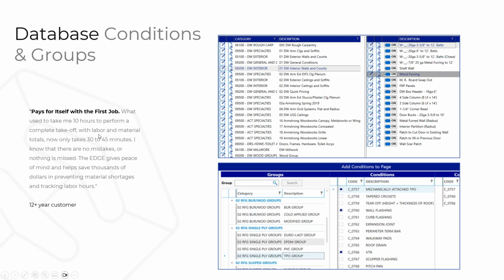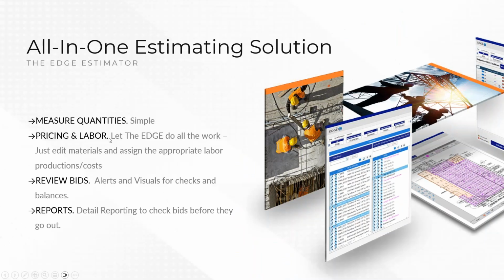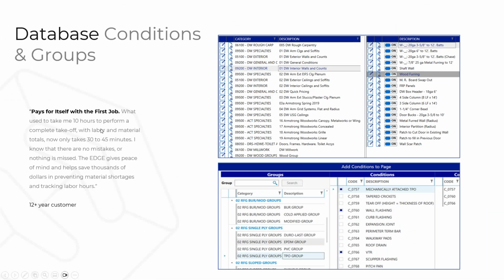One of our clients wrote to us, it pays for itself within the first job. What used to take them 10 hours to do, you could do in 30 to 45 minutes, as long as your database is doing the things you want it to do. And then there's no mistakes because obviously you told it not to make certain things happen. The Edge gives you peace of mind. It helps save thousands of dollars in preventing material shortages and tracking labor hours. That's a customer that's been with us well over 12 years.